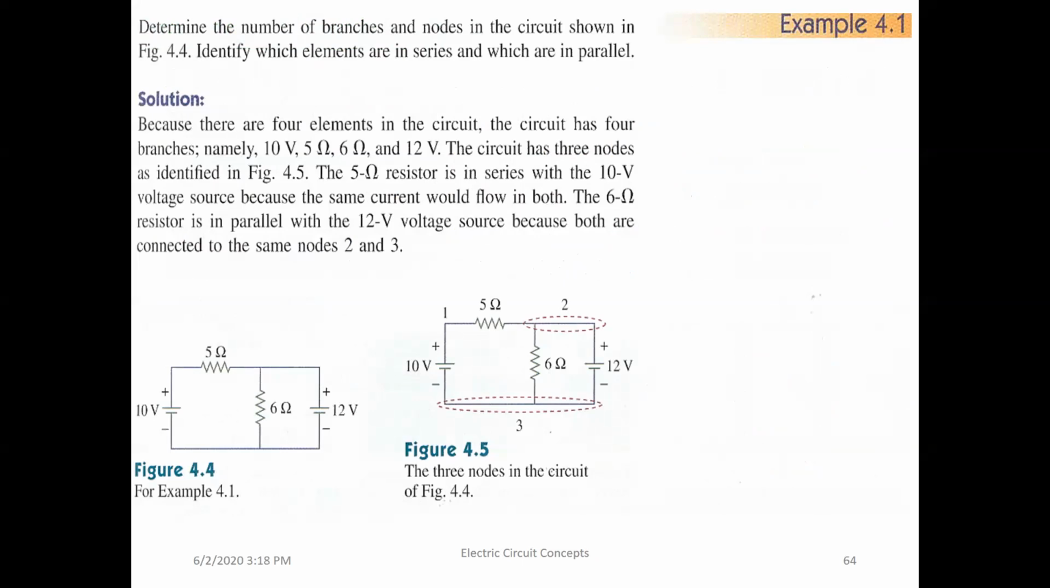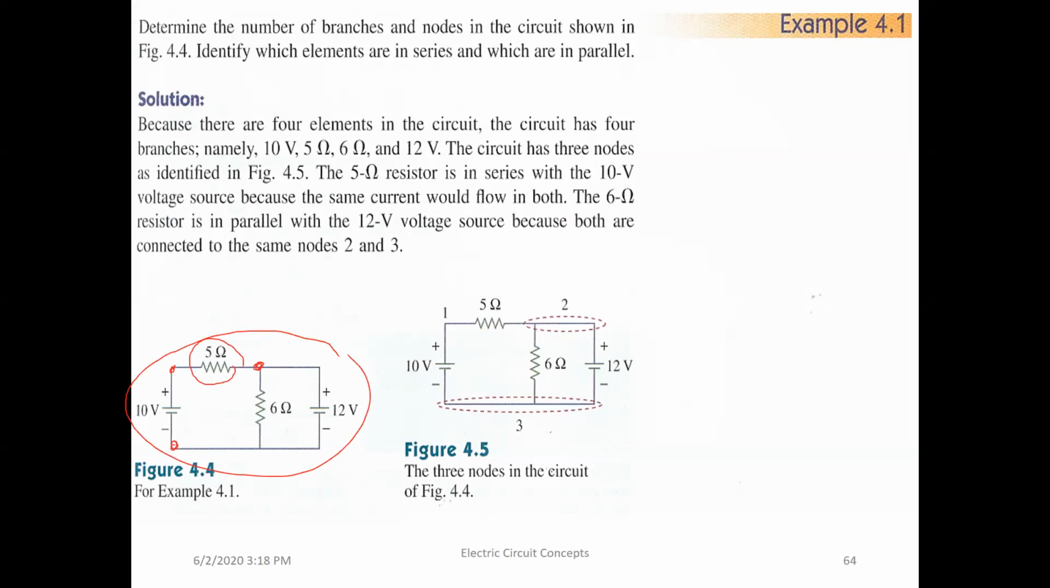Okay, let's look at example 4.1. Determine the number of branches and nodes in the circuit shown in figure 4.4. Identify which elements are in series and which are in parallel. Again, let's forget about the original circuit here. This is a node and this is a node. Why? Because there's an element in between. And this is also a node because there's a 5 ohm element in between.